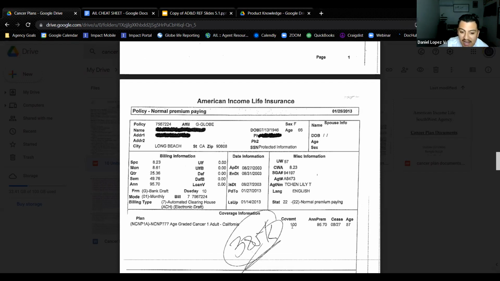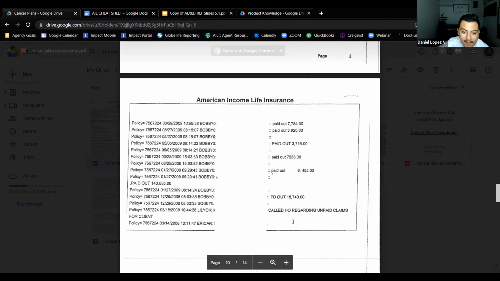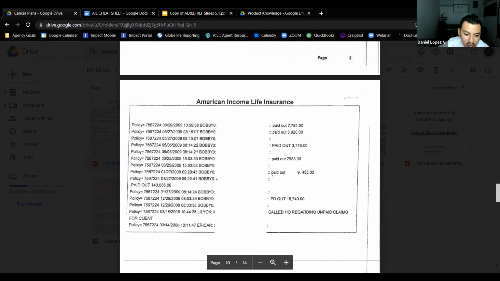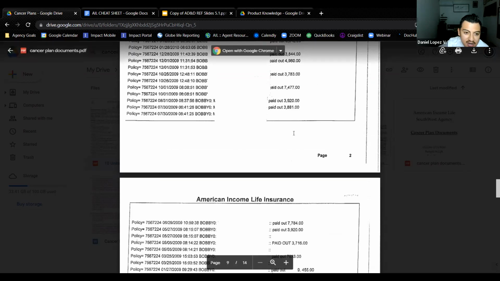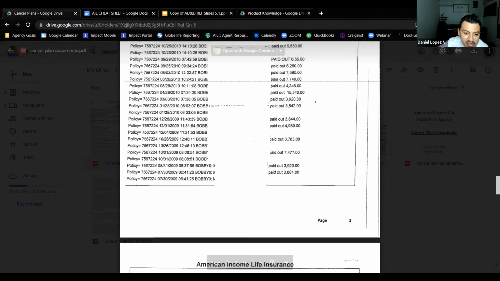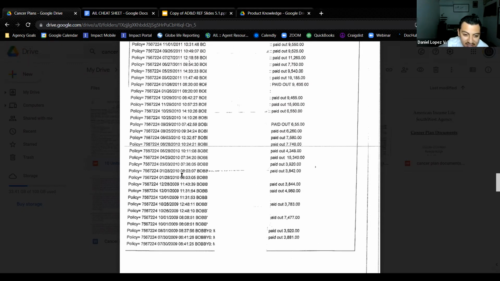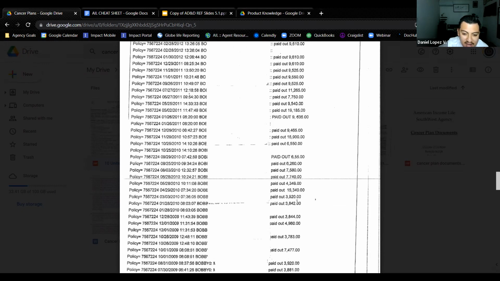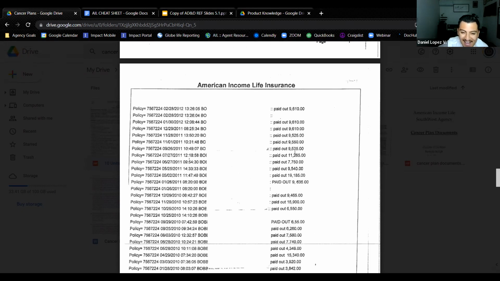$8.23 for one of the lowest cancer plans. Here's the payout for this specific client. In 2008, that's when everything started. 2008, the payout was 18,000. And then 2009, 9,000. This is all 2009: 3,700, 3,900, 7,700, 3,800, 3,900, 7,400, 3,700, 4,900. So as you can see, this is literally all 2009. Now 2010: 38, 39, 15,000, 4,300, 77. So you can see it pays out a lot.